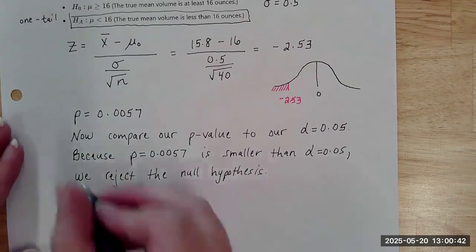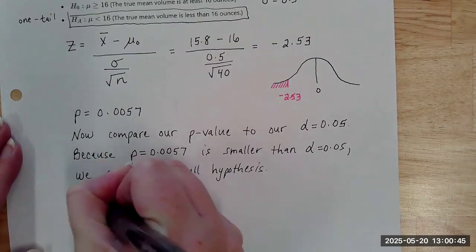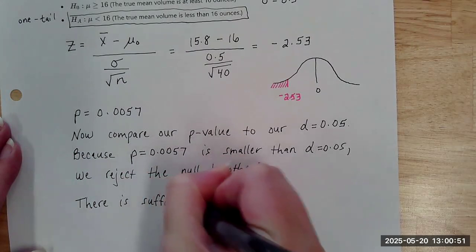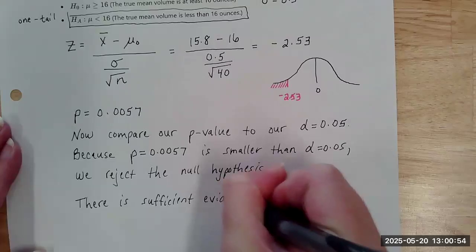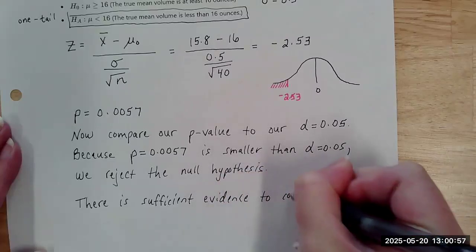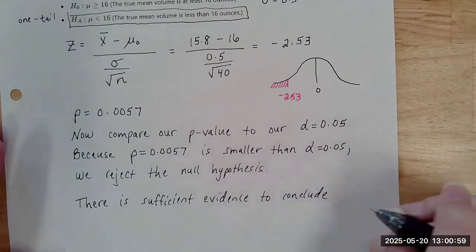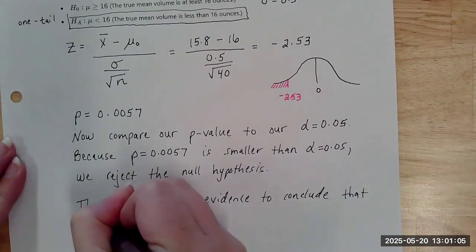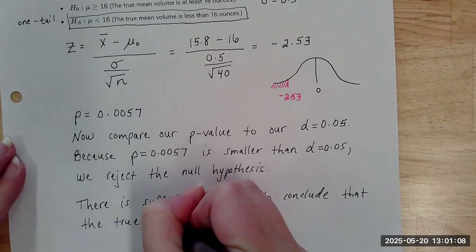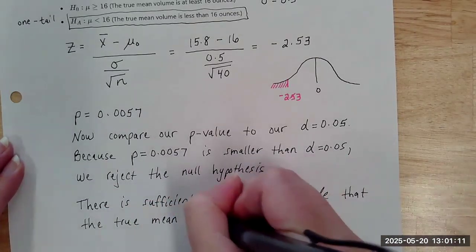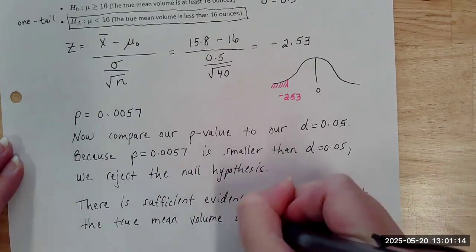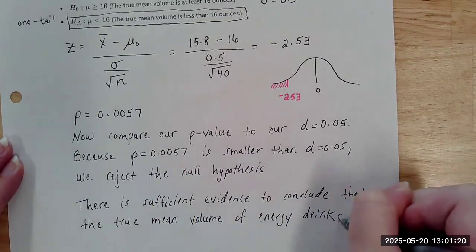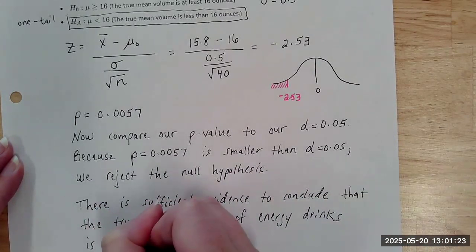So I'm going to write, there is sufficient evidence to conclude that the true mean volume of energy drinks is less than 16 ounces.